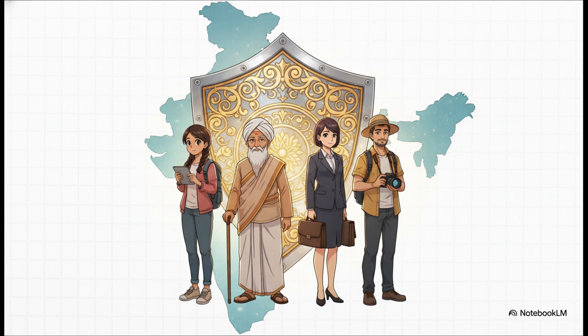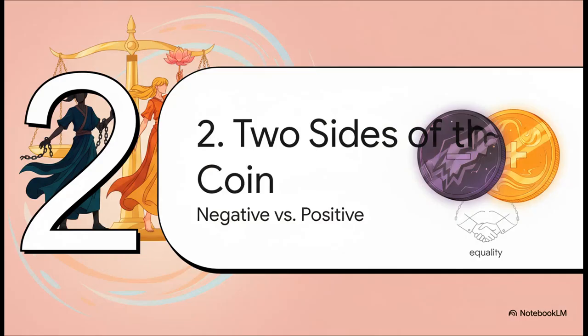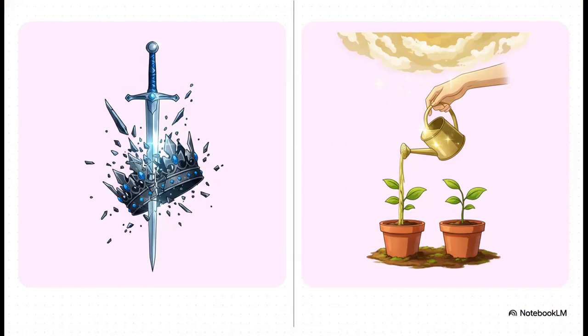So let's get back to those two phrases, equality before the law and equal protection of the laws. The best way to understand them is to think of them as two sides of the same coin. One is what we call a negative concept, and the other is a positive one. Sounds a little academic, I know, but stick with me. It's actually pretty simple.